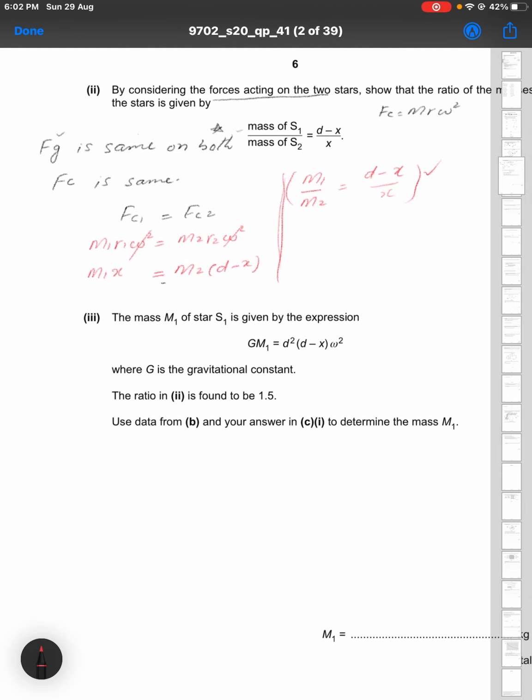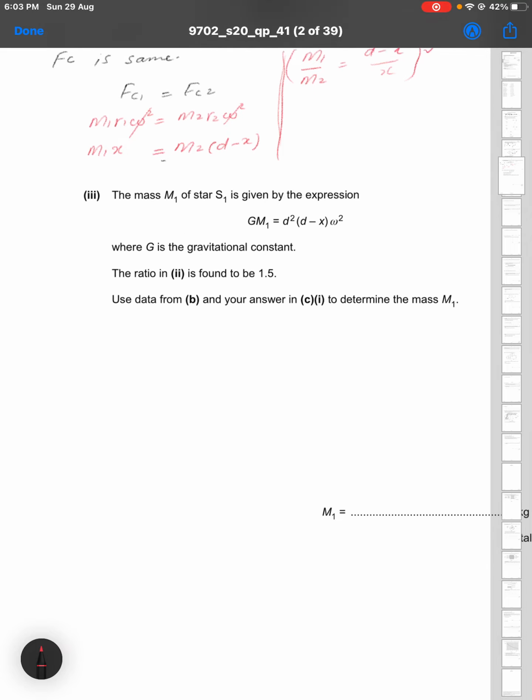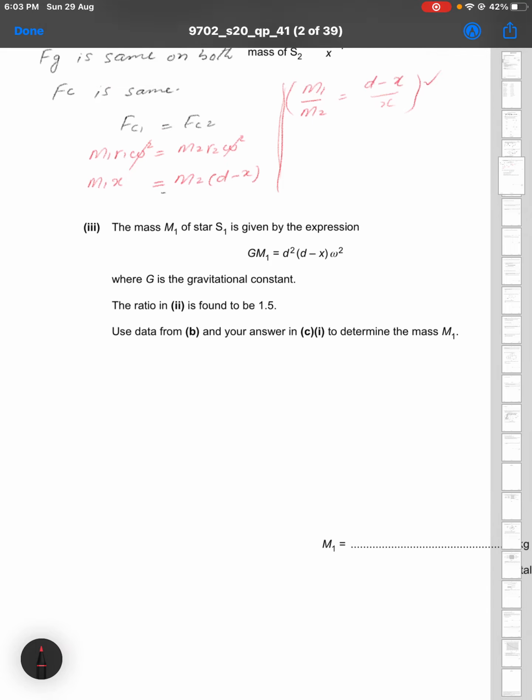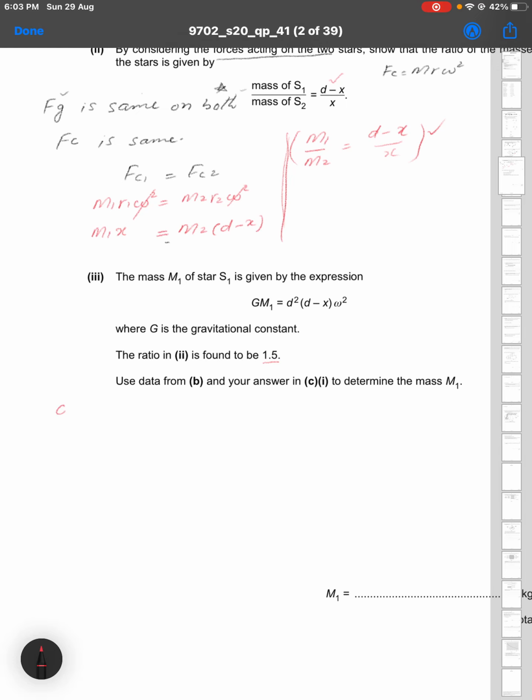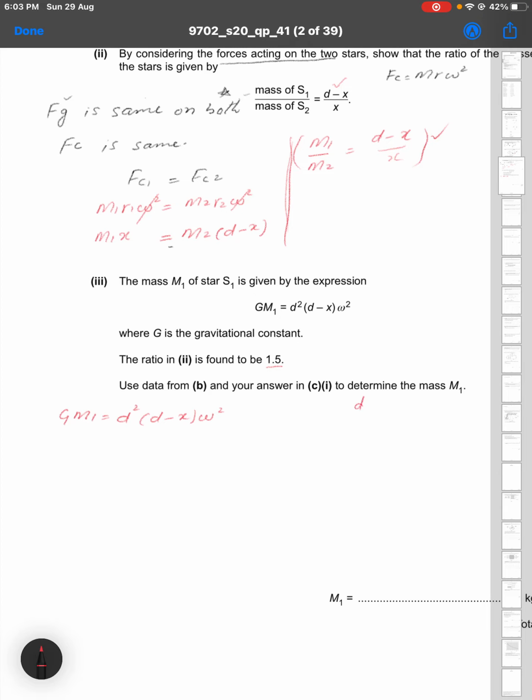Okay, m1 of star S1 is given by this expression, where G is the gravitational constant, and the above ratio, this ratio, is 1.5. This is very good information for answering this question. So we have to use this equation: G m1 is equal to d square into d minus x into omega square. So d is given in the question, omega we already calculated.